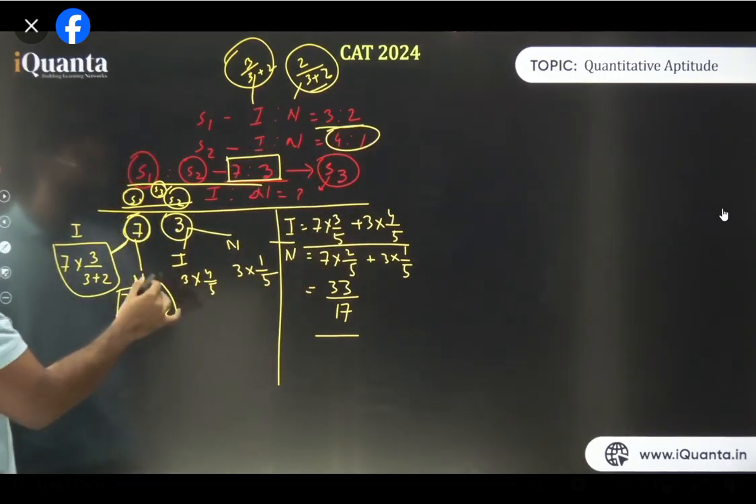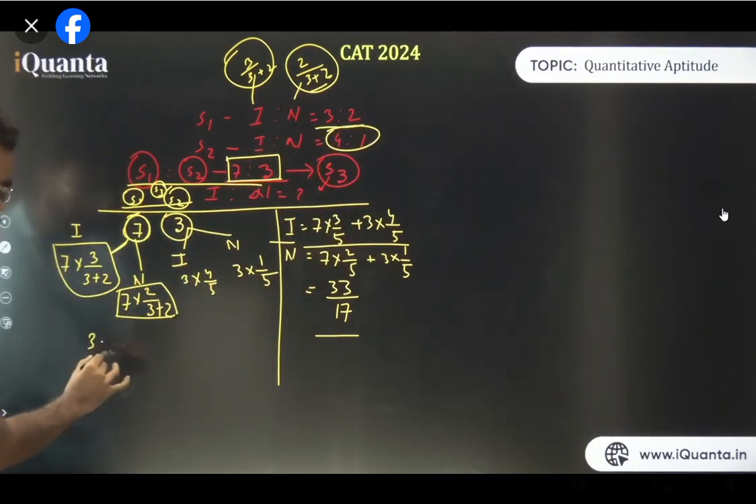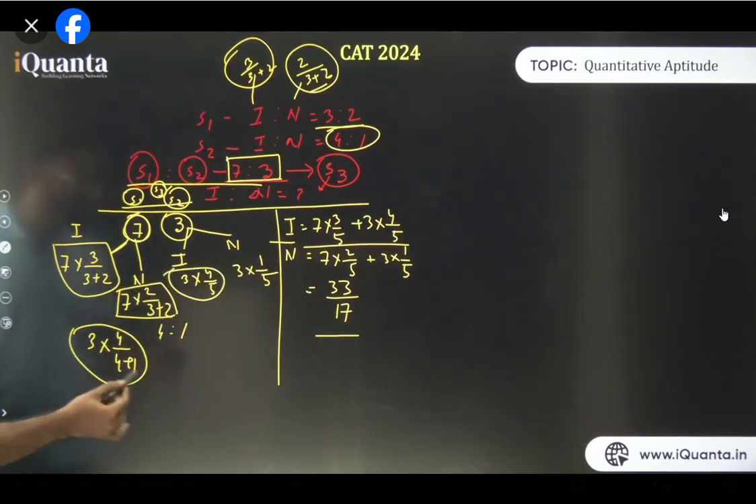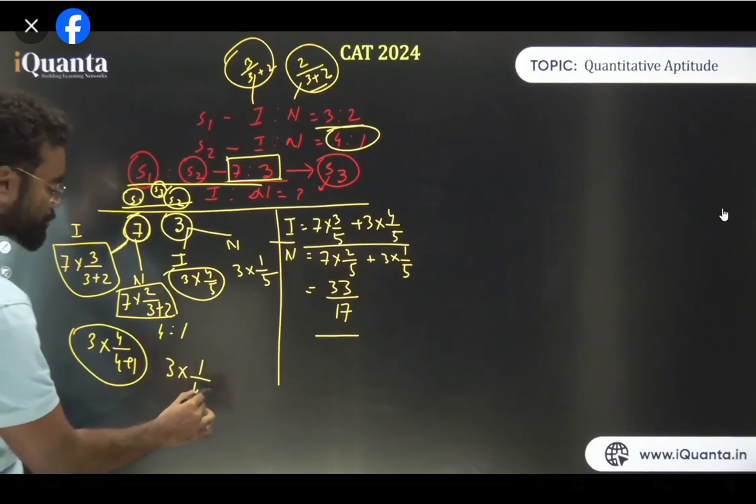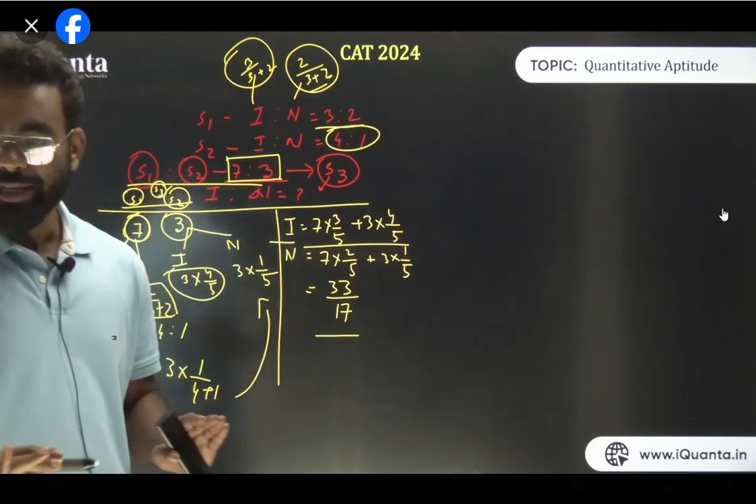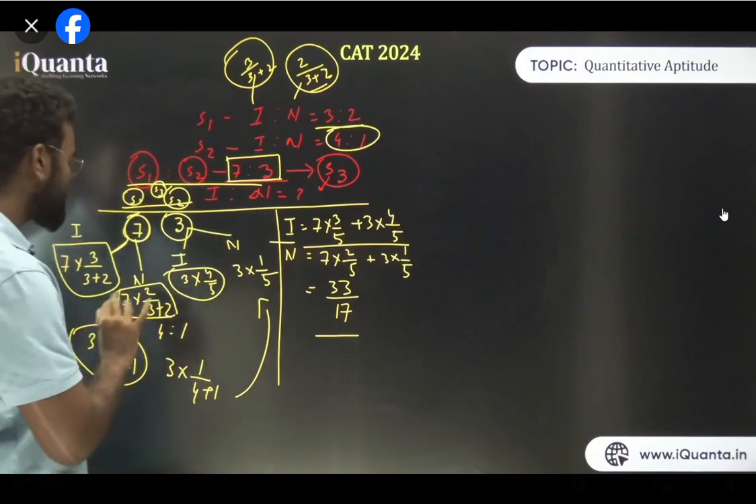Similarly, in 3 units, what is the amount of iron? Because the ratio is 4:1, the amount of iron should be 3 into 4 by 4 plus 1, which is the same as 3 into 4 upon 5. Similarly, the amount of nickel will be 3 into 1 upon 4 plus 1. Am I clear? So this is 3 into 1 upon 5. Yes, perfect. Very nice. So that is 3 units and that is 7 units.